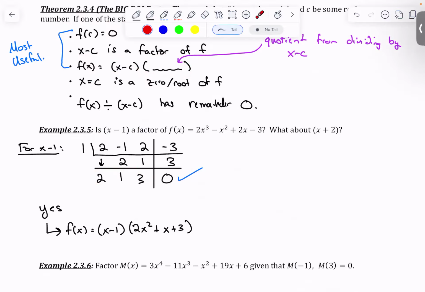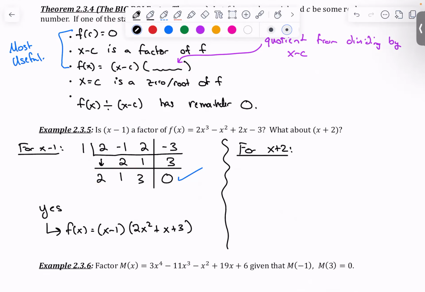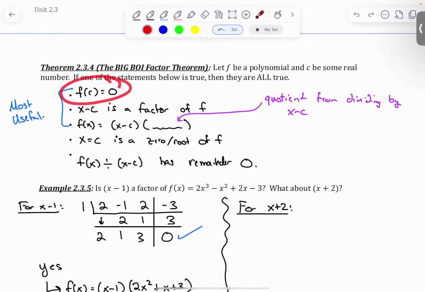Next one. For x plus 2, let's go ahead and check to see if it synthetically divides nicely, if we get a remainder of 0. Another way is to find f of negative 2 in your calculator. If f of negative 2 equals 0, then yes, by this statement up here: if f of c is equal to 0, then x minus c is a factor. So that's another way to show the same thing.